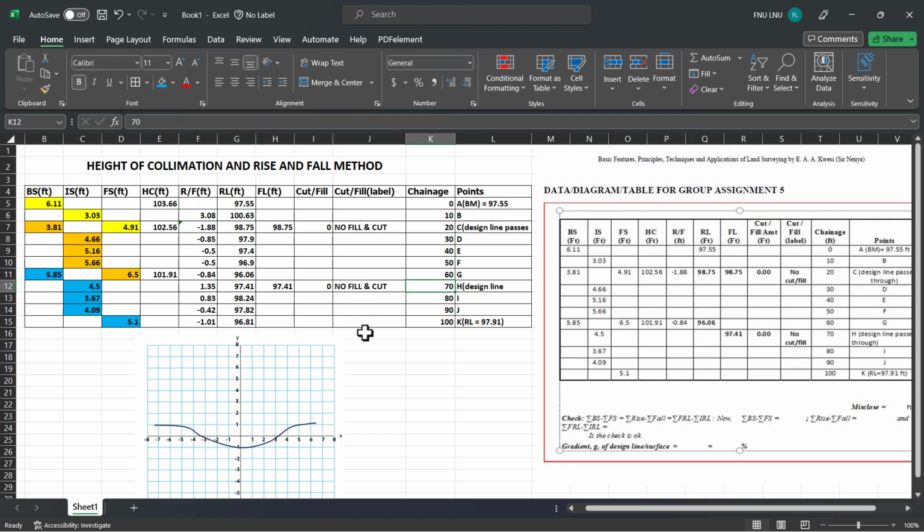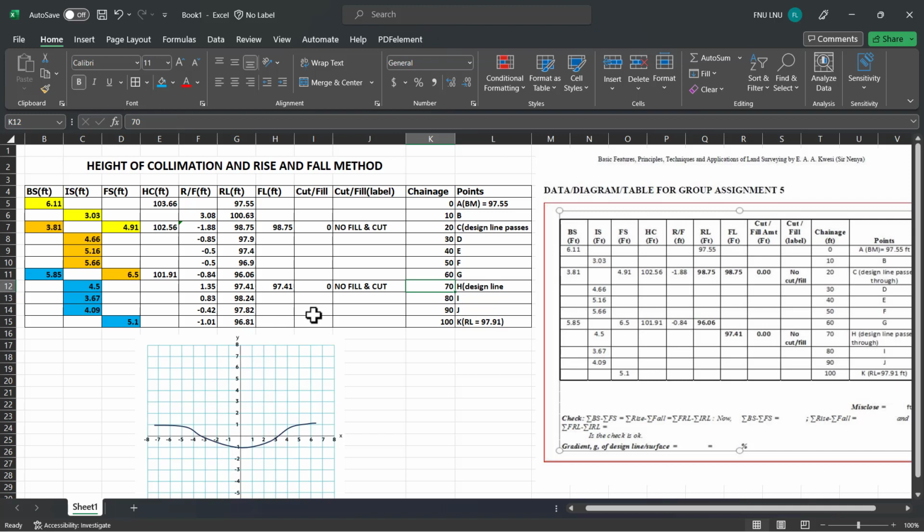So for leveling, when you run your reduced level, you should be able to get the same closing reduced level given to you. So you can see here they give us a closing reduced level of 97.91. So meaning that here too we should have got 97.91, but here it is given as 96.81, meaning that there should be a correction we have to do. So you have to do a correction or adjustment. Either correction or adjustment, they are all the same.